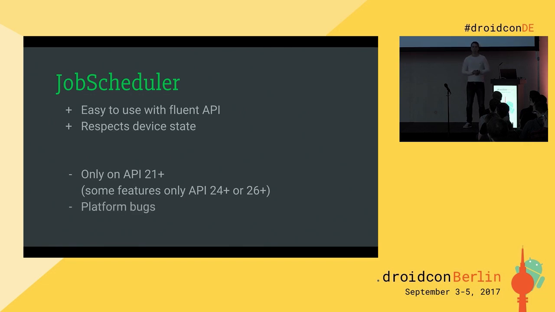And of course, there are platform bugs. So for example, there's a nasty race condition. It could happen that your job is started twice, although you scheduled it only once.